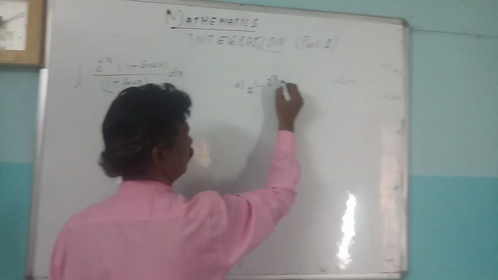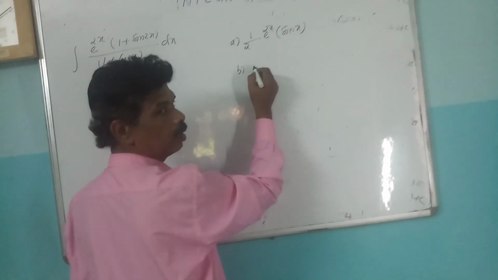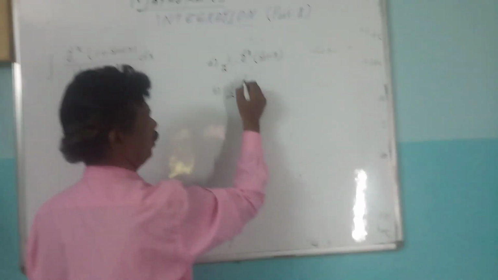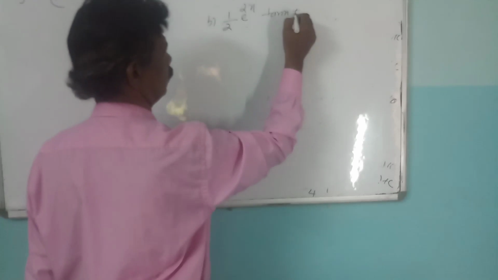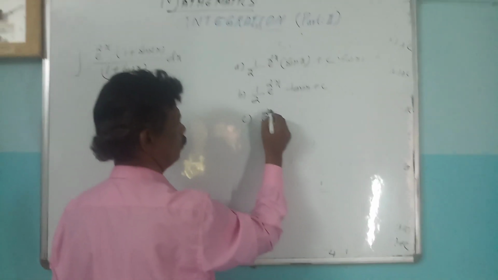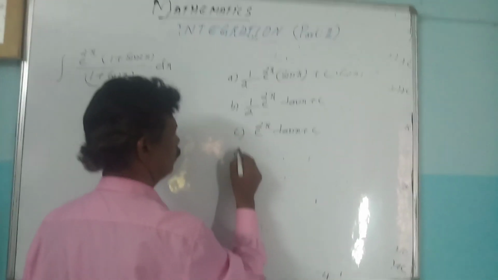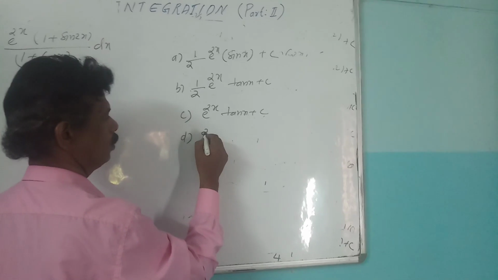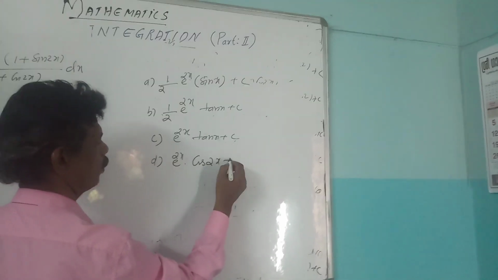e raised to 2x into sin x. B: half e raised to 2x into tan x plus c. Third choice: e raised to 2x tan x plus c. The last choice: e raised to 2x into cos 2x plus c.